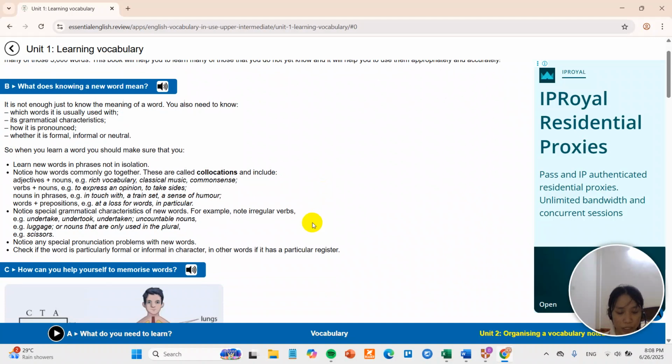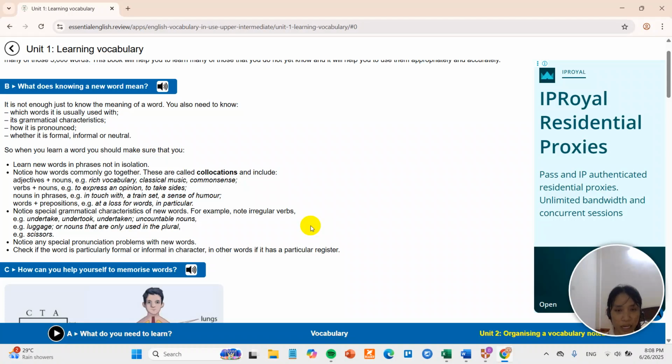B. What does knowing a word mean? It is not enough just to know the meaning of a word. You also need to know how it is pronounced, which words it is used with, its grammatical characteristics, and whether it is formal, informal, or neutral. So when you learn a word, you should make sure that you learn new words and phrases, not in isolation. Notice how words commonly go together.